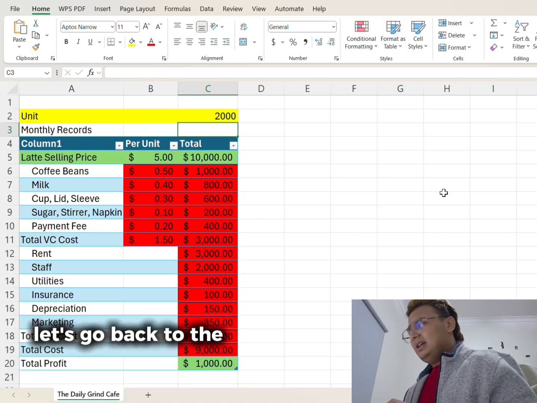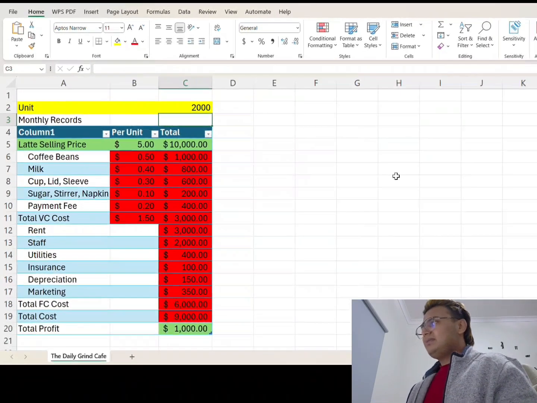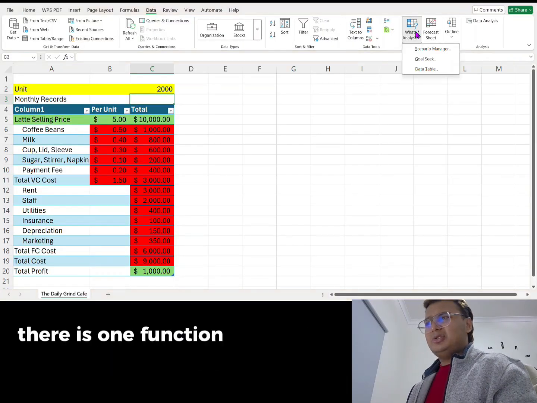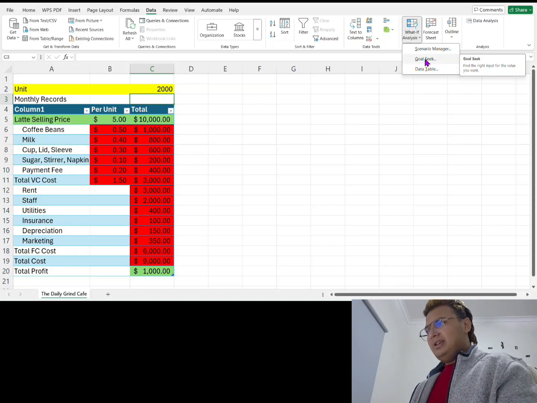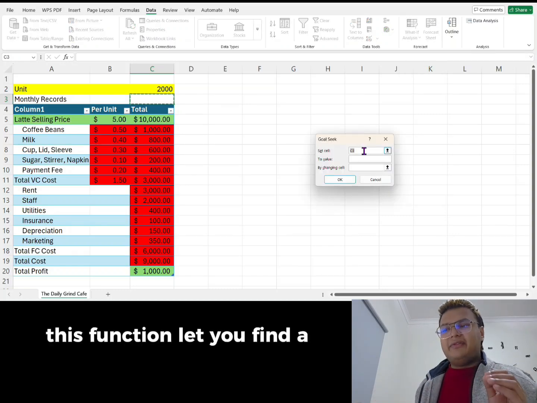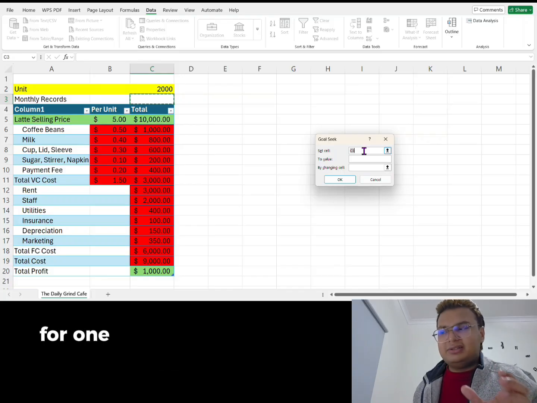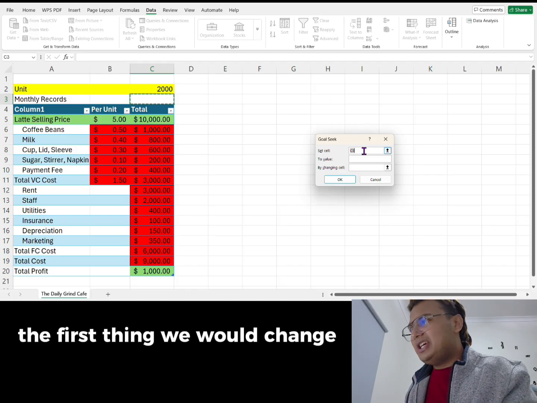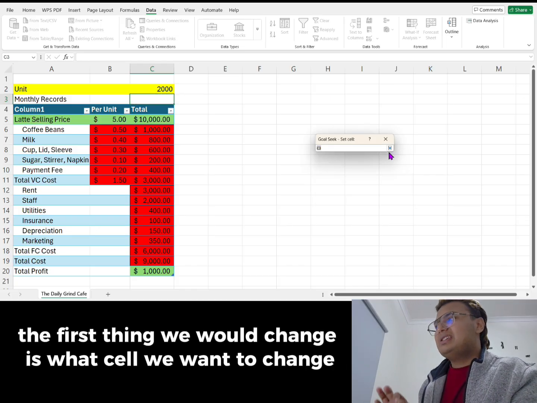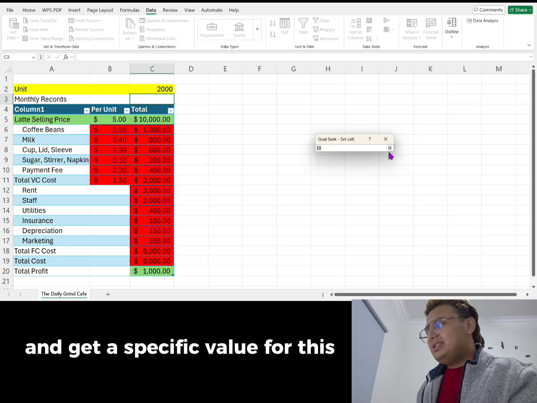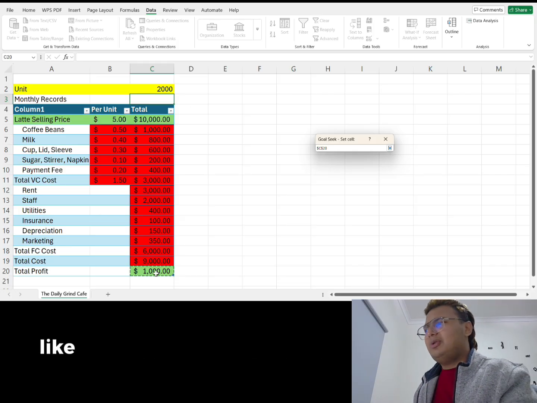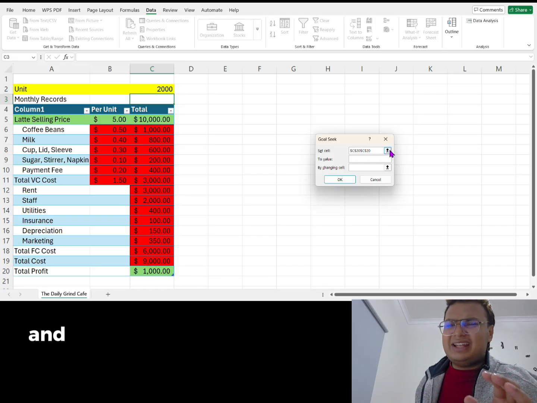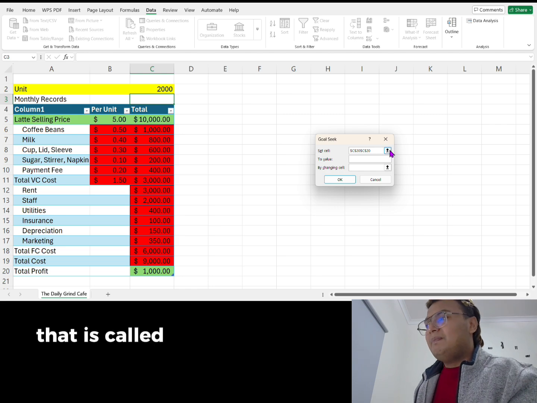Let's go back to our Excel sheet. If we go to Data, What-If Analysis, there is one function called Goal Seek. This function lets you find a specific value for one cell by changing another cell. For this, we are trying to find zero profit, where our business doesn't bring any loss and doesn't bring any profit either. That is called the break-even point.